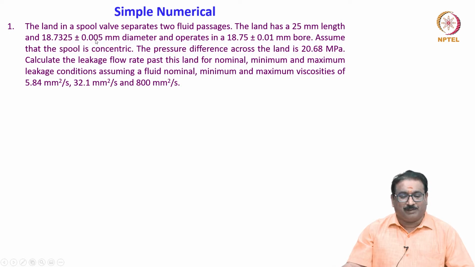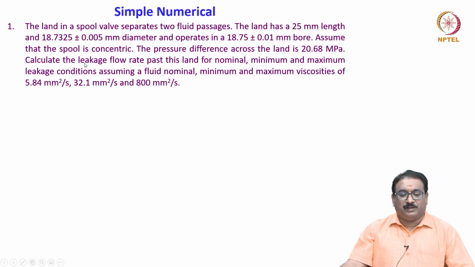18.7325 plus or minus 0.05 mm diameter, meaning the upper and lower limits I mentioned here, and operates in a 18.75 plus or minus 0.01 mm bore. Again, upper limit and lower limit for the bore is given. Assuming that the spool is concentric, the pressure drop across the land is 20.68 megapascal.